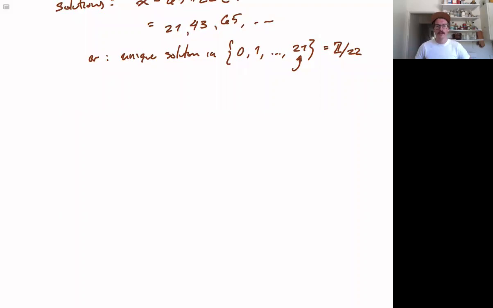So in order to find solutions to linear congruences, it's extremely useful to have an inverse of our coefficient. So let's talk more about inverses. I suggested that they don't always exist. Here is a nice criterion.